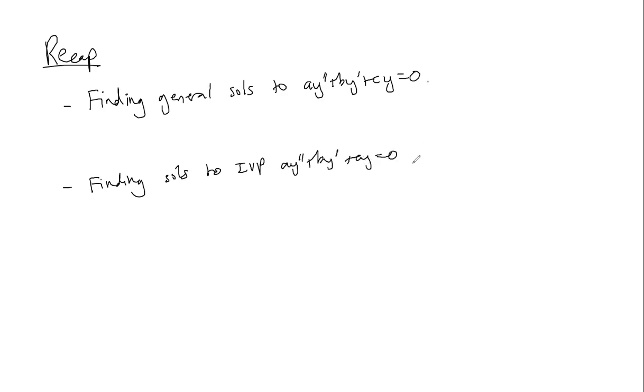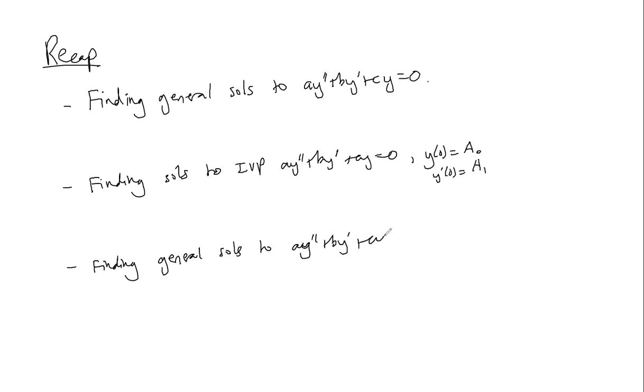So for a second order homogeneous differential equation, we have an initial value equals something. We've talked about finding general solutions to a homogeneous differential equation, or non-homogeneous. And then we want to talk about finding solutions to an initial value problem.